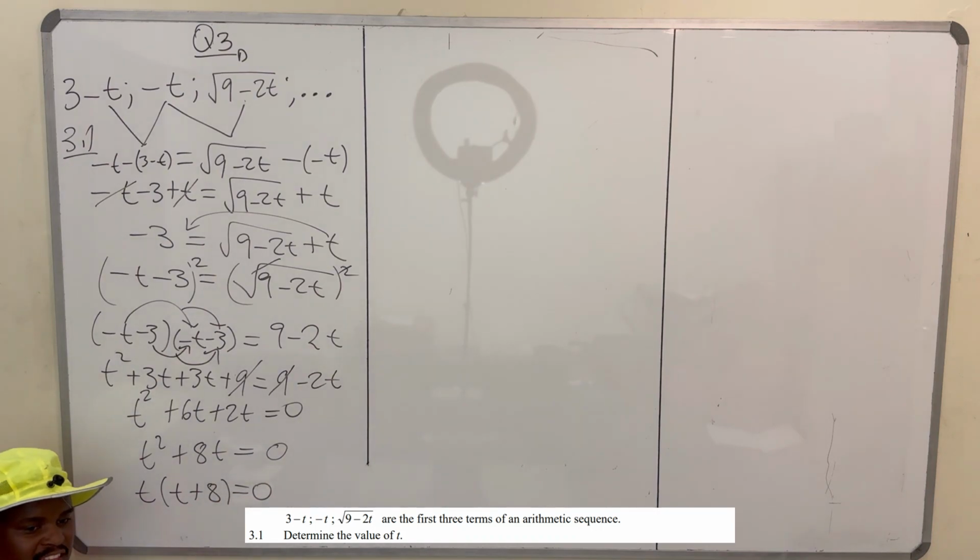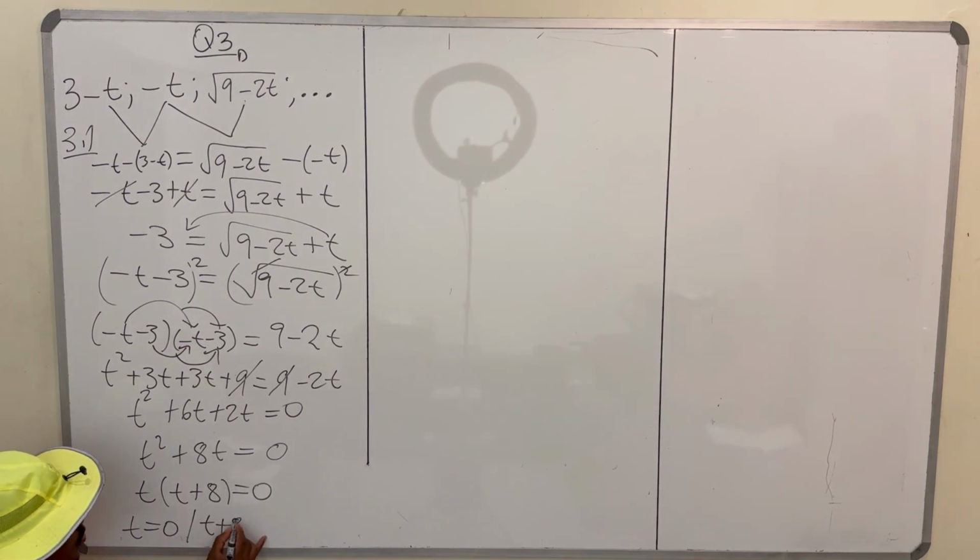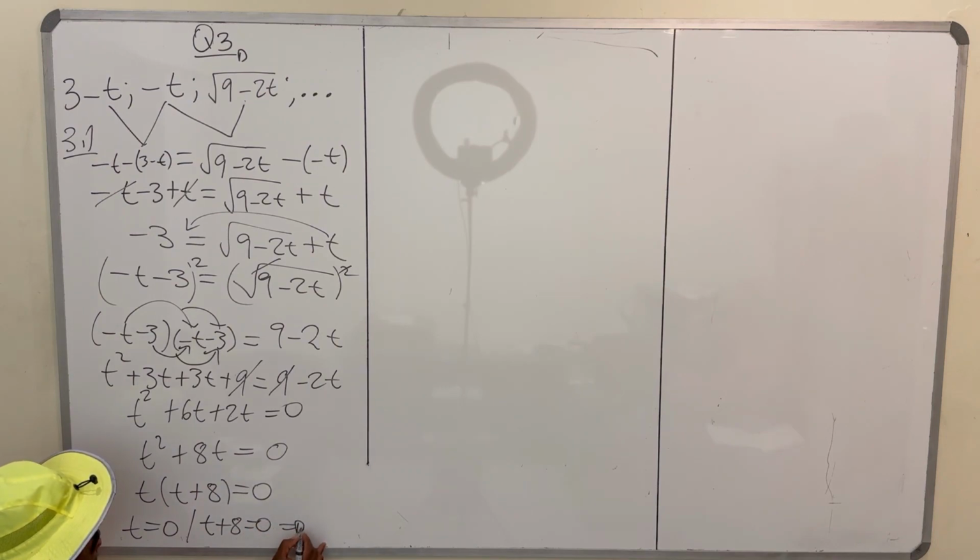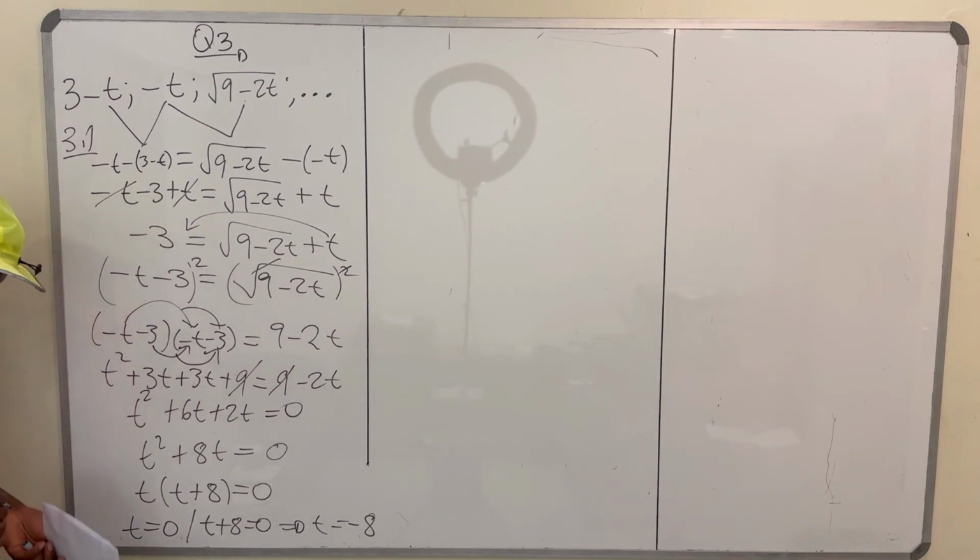You have the product of two things and the answer is 0. What does that mean? At least one of them is 0. So either t is equal to 0 or t plus 8 equals 0, which implies that t is equal to minus 8. Then, which one do we take? Which one do we take? Oh, it should be both of them. You can't really decide which one we take or not.